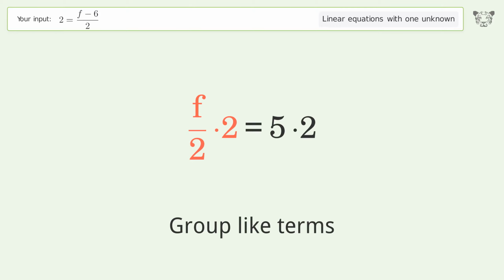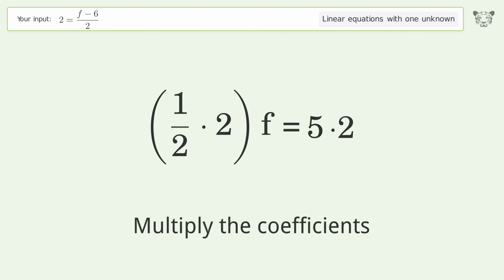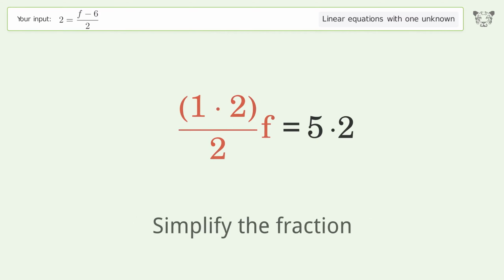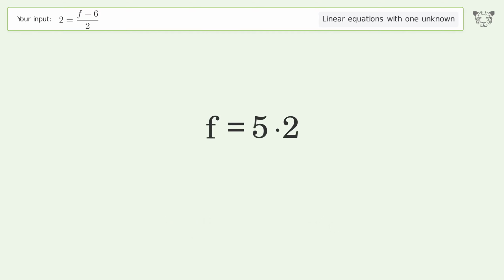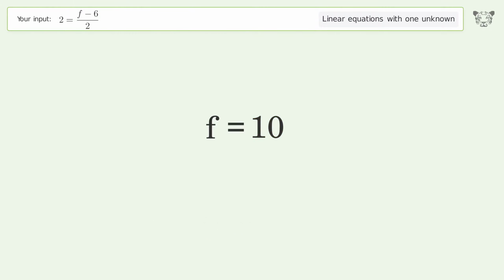Group like terms. Multiply the coefficients. Simplify the fraction. Simplify the arithmetic. And so the final result is f equals 10.